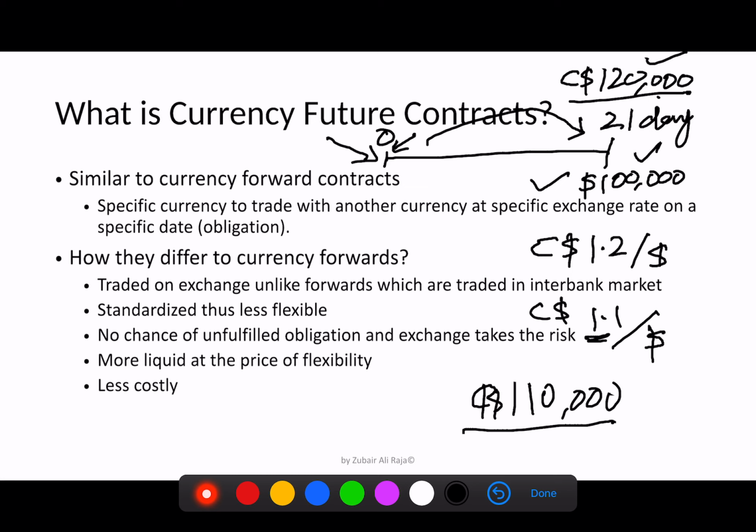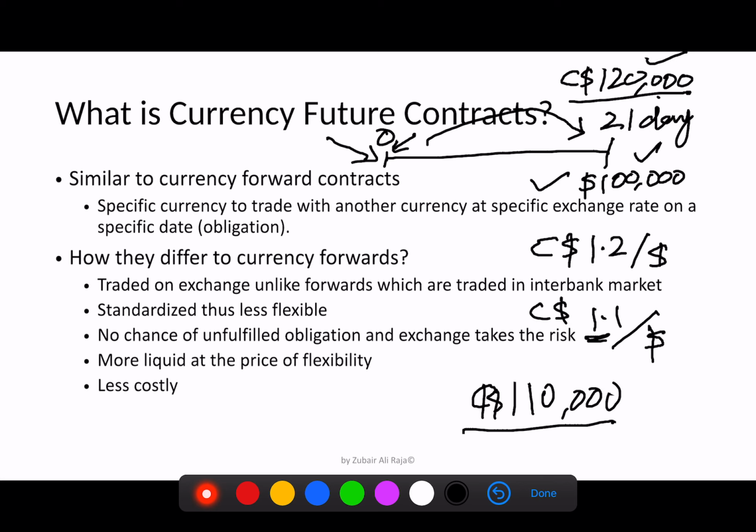But there are differences, and the differences are in how they are traded, the mechanism through which they are traded, and the essential characteristics of these contracts. So for example, the first difference is that forward contracts are traded in the interbank market, where the counterparty is most probably another bank, and future contracts are traded on an exchange.